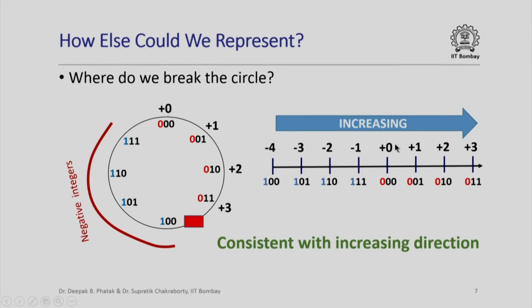So this is what motivates the 2's complement representation. We are going to try to represent negative integers such that this corresponds to -4, this corresponds to -3, this corresponds to -2, this corresponds to -1, because this allows us to break this circle at this convenient point and then treat this unwrapped circle as an increasing number line.